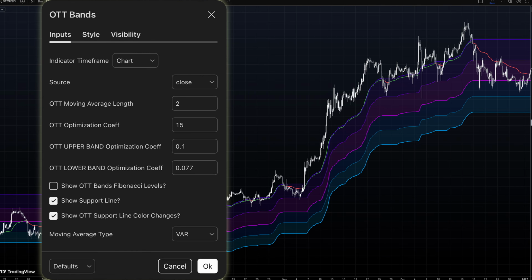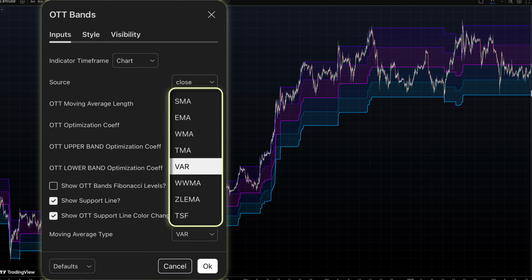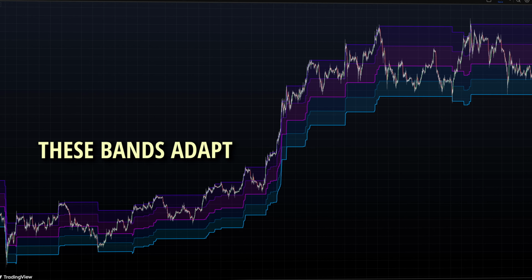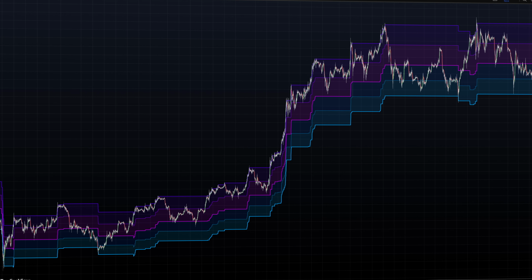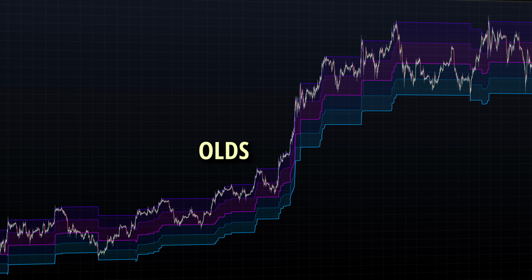The indicator calculates a moving average with multiple options like SMA, EMA, etc., and then applies percentage-based optimization coefficients to create trend-following bands. These bands adapt dynamically to price movement, with the system maintaining directional bias until price crosses specific thresholds.